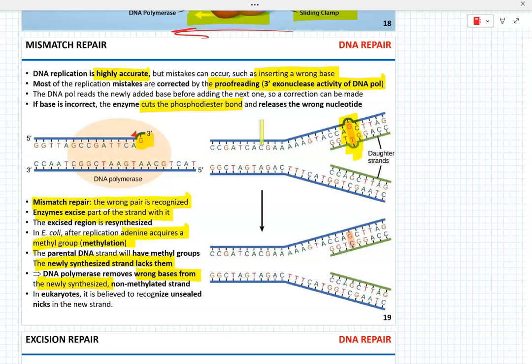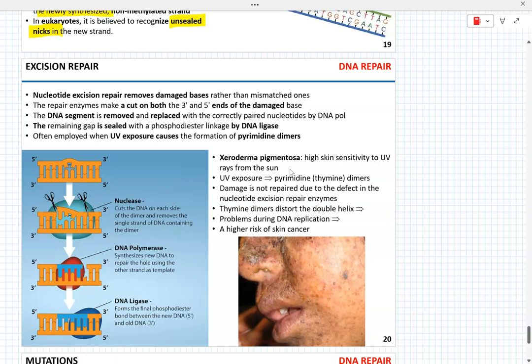In eukaryotes, most likely, unsealed nicks are recognized in the improperly synthesized strand. For damaged bases, cells often use nucleotide excision repair. So during nucleotide excision repair, special enzymes cut the damaged strand on both ends, and this is done by the enzyme called nuclease. The enzyme helicase, which is not shown here, removes the single strand of DNA, and then DNA polymerase replaces that gap with correct DNA using the other strand as a template. Finally, DNA ligase seals it, forming phosphodiester bonds between the new and the old DNA.